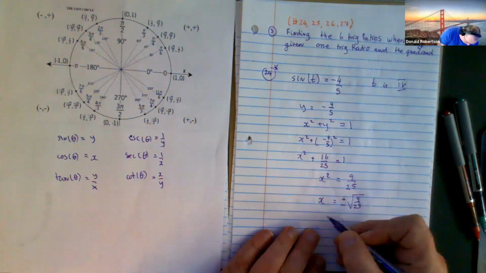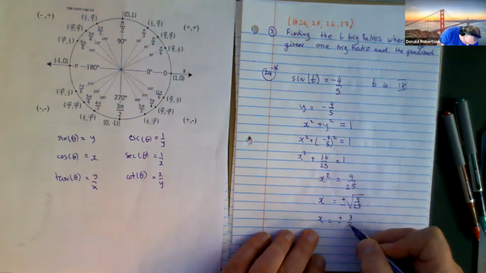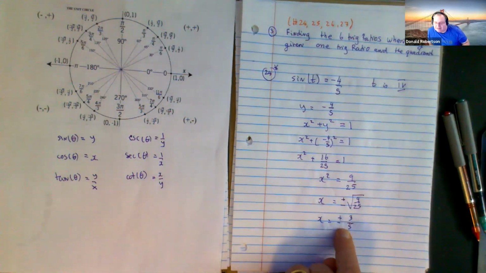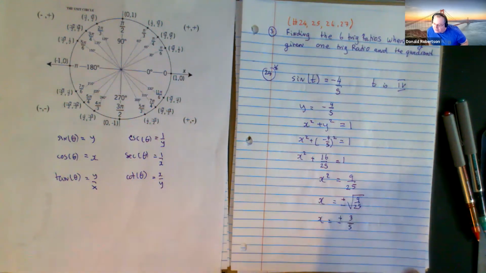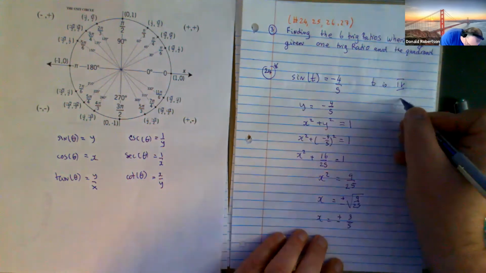That one actually simplifies really nicely. It ends up being plus or minus 3/5. But the problem is, which one is it? Is the x coordinate 3/5 or is it negative 3/5? You have a decision to make and you can't just guess. So let's see if we can bring, oh, let's see where he got that from.